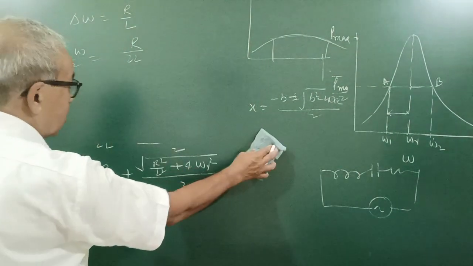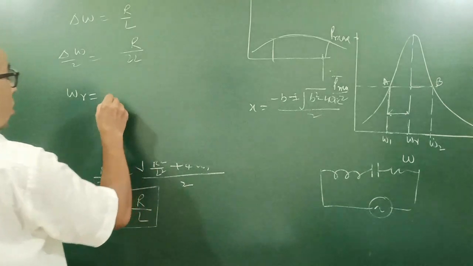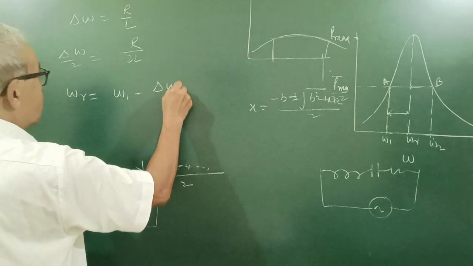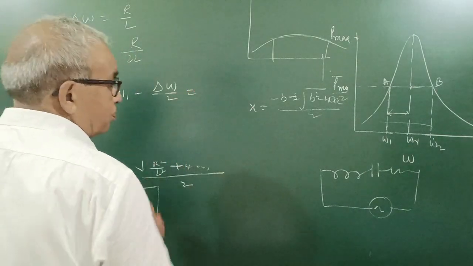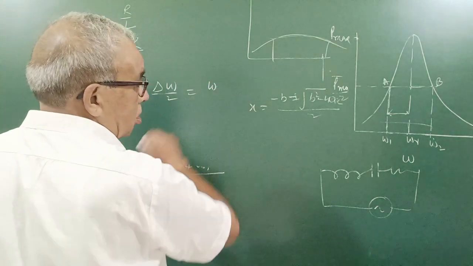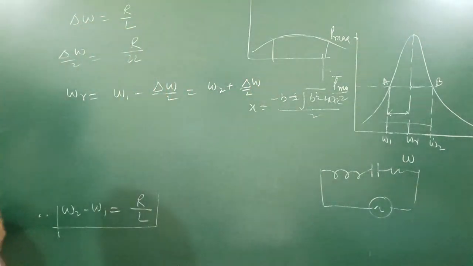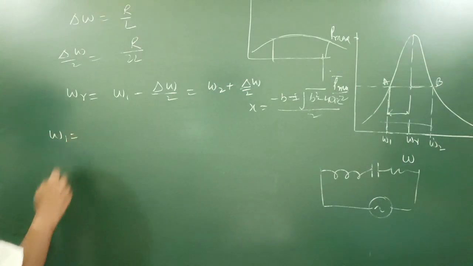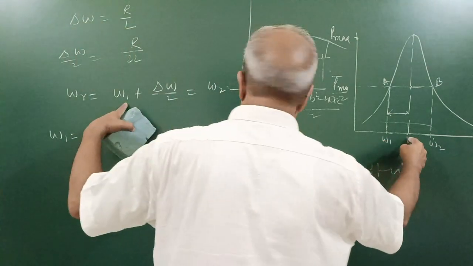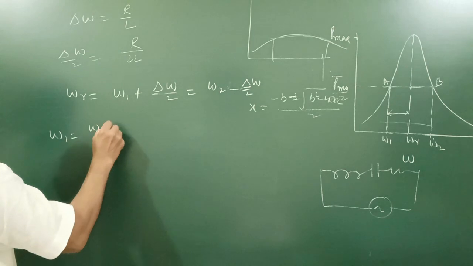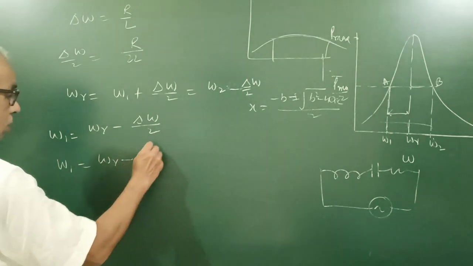Now, omega r in fact is equal to omega 1 minus delta omega by 2, and omega 2 is omega r plus delta omega by 2, where delta omega is R by L. No, sorry, I wrote it wrongly, minus here. Therefore half power frequencies are given by omega 1 equal to omega r minus delta omega by 2, that is, omega 1 is equal to omega r minus R by 2L.